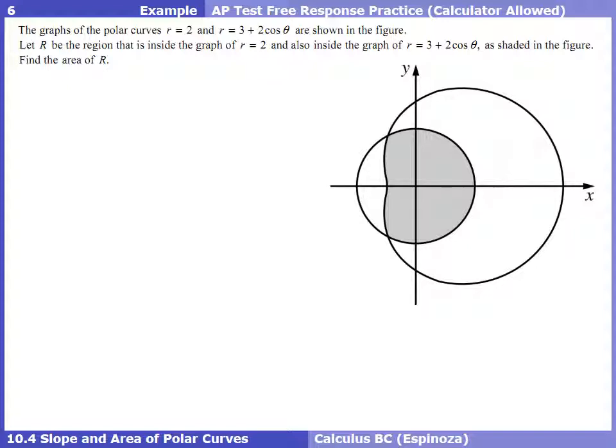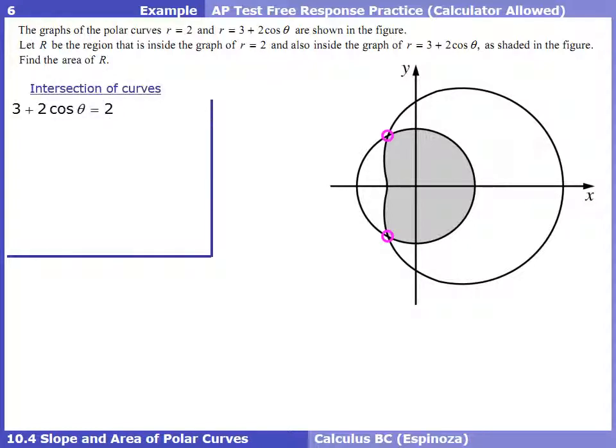We're letting R be the region inside the graph of the circle and also inside the graph of the limacon, as you can see shaded here. And we want to find the area that's shaded, or R. Before we can do this, just like the previous example, we have these 2 overlapping polar functions, so we need to figure out where they intersect, because those 2 angles are going to become very important in the setup of our integrals.